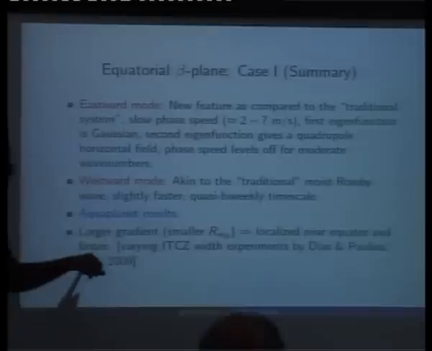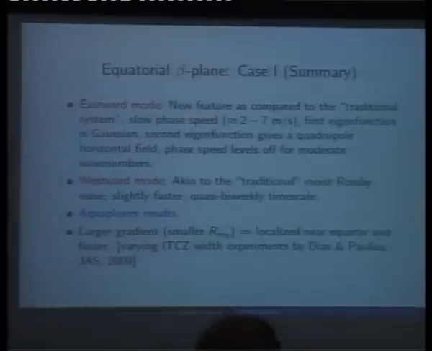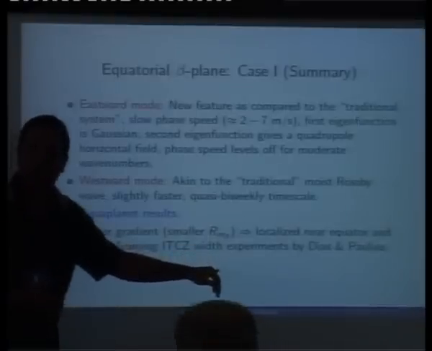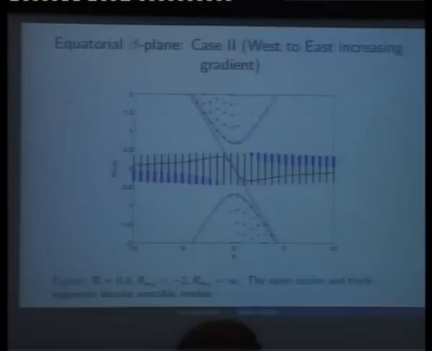Lastly, the larger gradient giving you a localization near the equator and a faster speed is also consistent with recent work that was done again by Diaz and Paulus, where they varied the width of the ITCZ to see the speed of convectively coupled tropical waves, right? So this is all fine, but we have only done case one where there is purely a meridional gradient. What happens if you build in a zonal gradient in this case? That is the second figure over here.